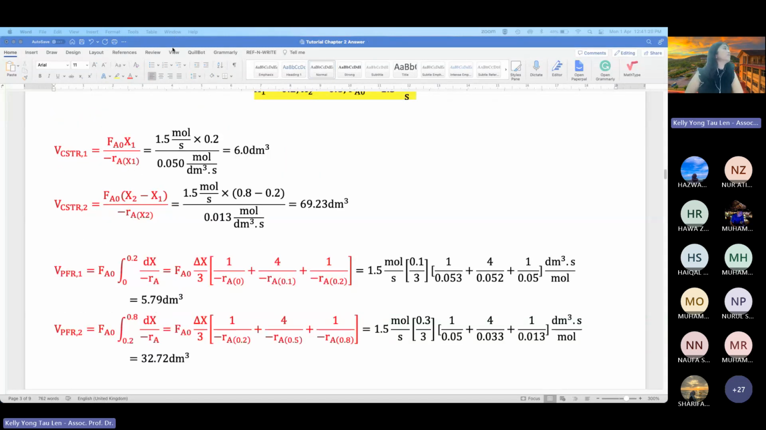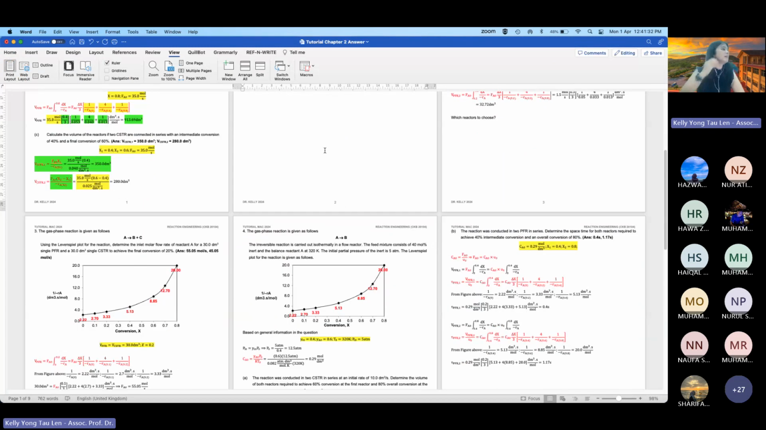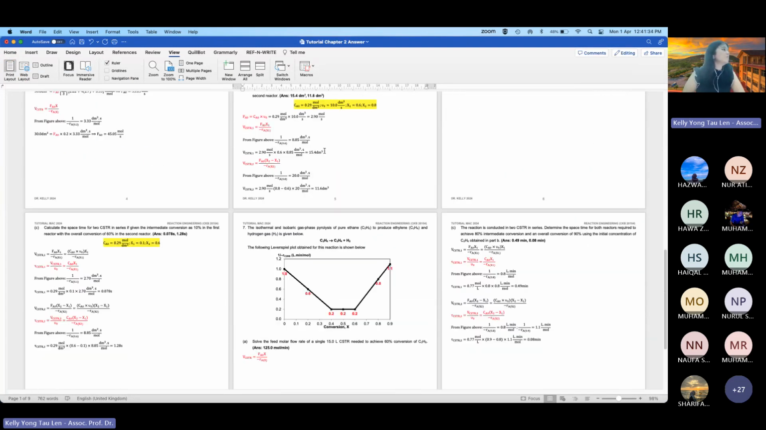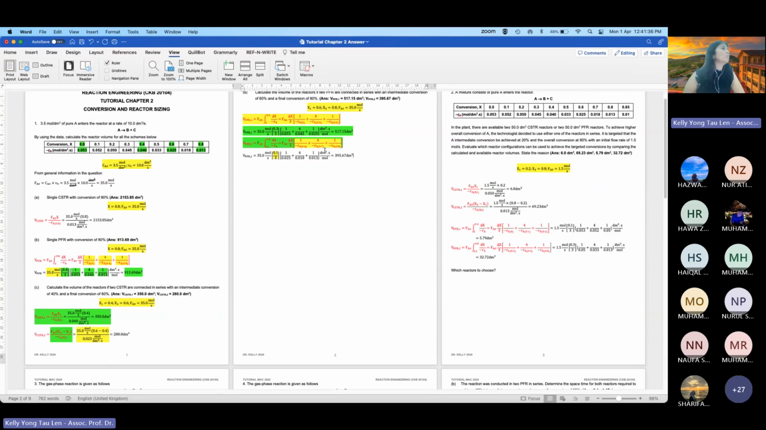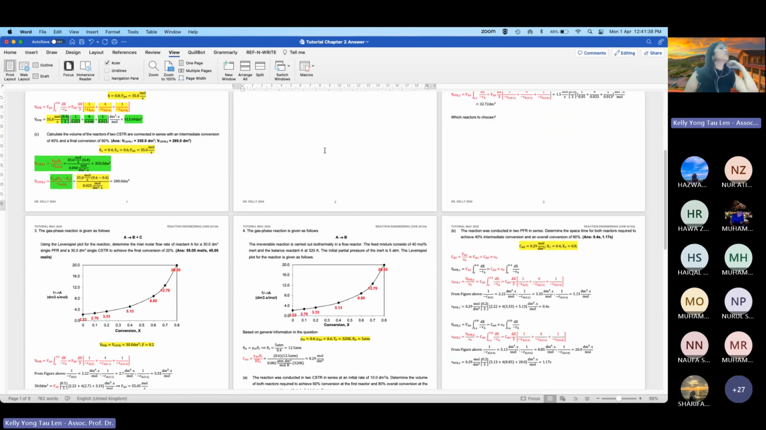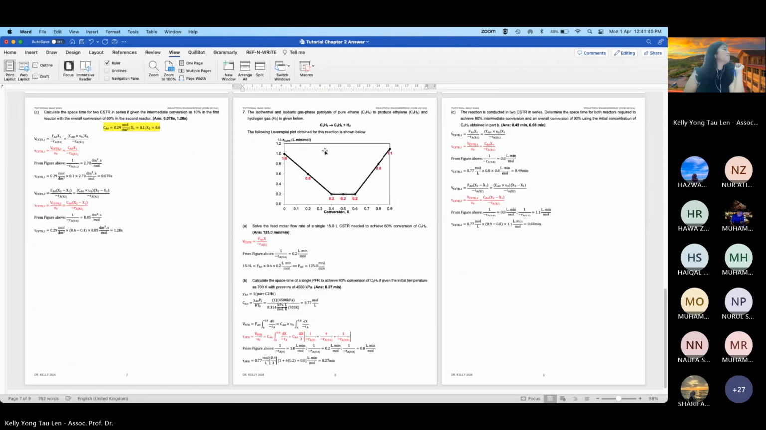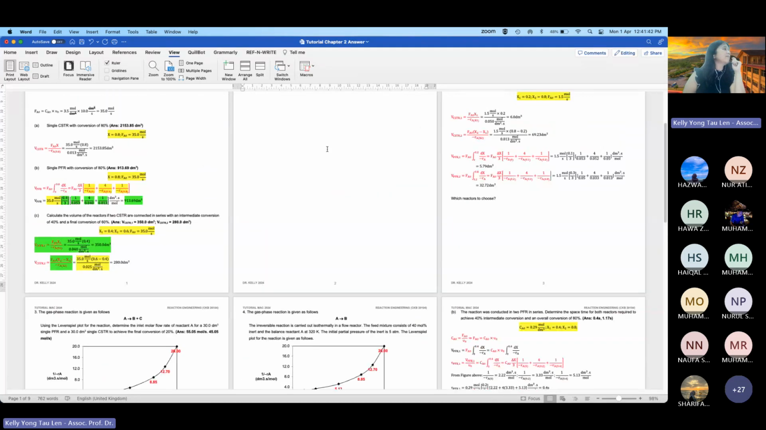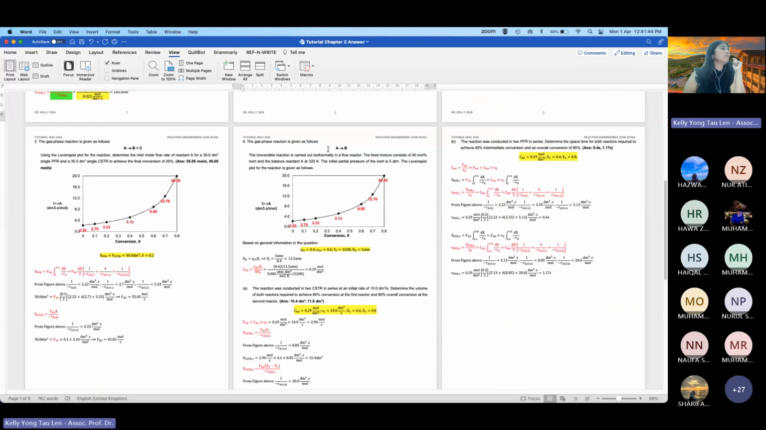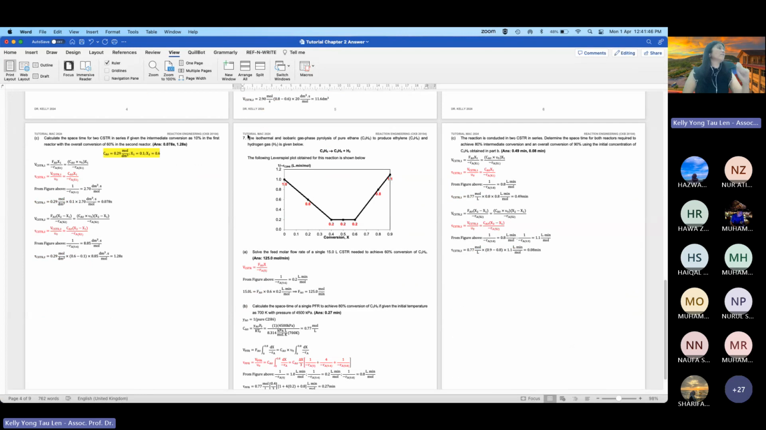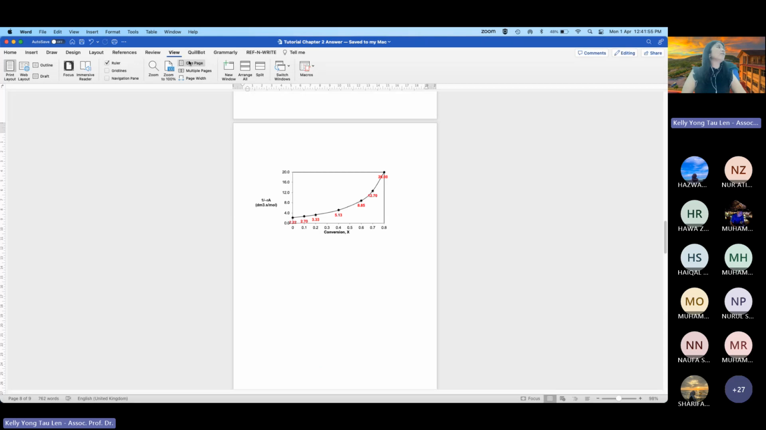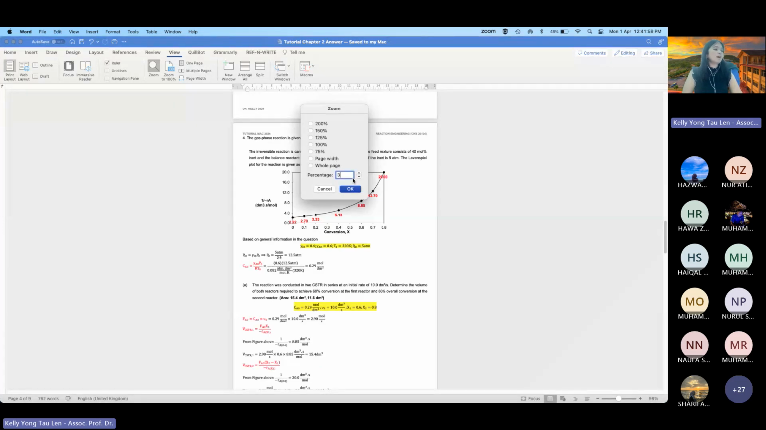Let me check. I updated the question, then I forgot how many questions we have. So we have 1, 2, 3, 4. We got only 5 questions. I didn't have until 7 questions. So 3 questions on the plot, 2 questions using the table. I will cover all the table ones today, and we will cover the plot ones tomorrow.